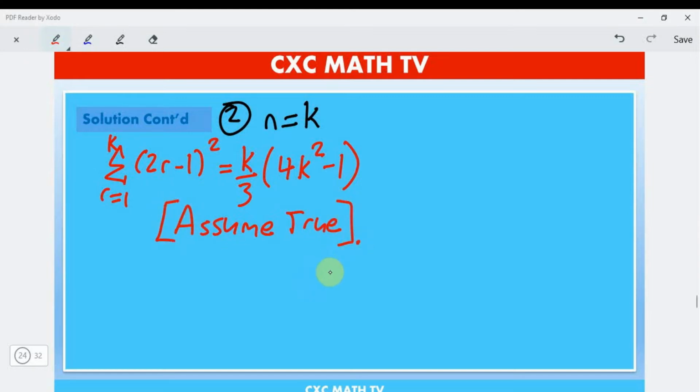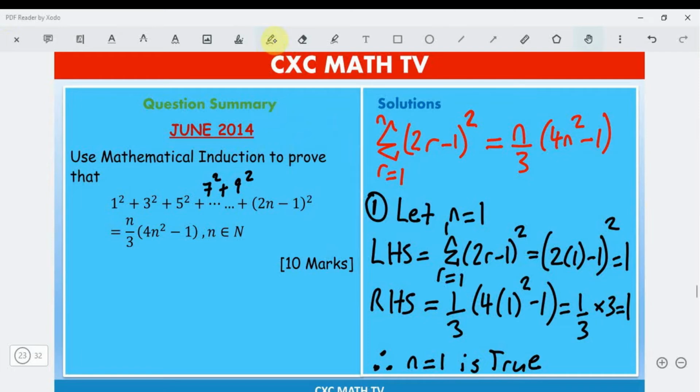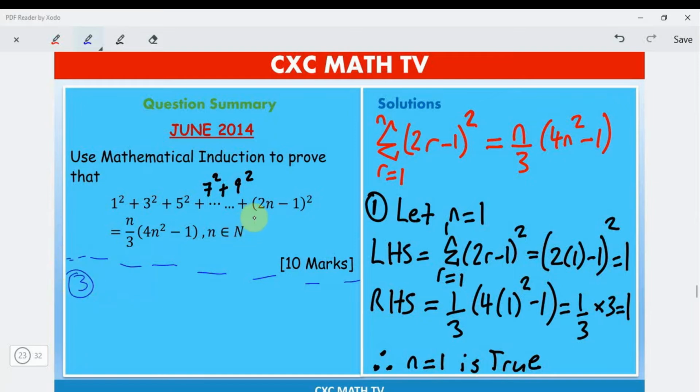Alright? Now guys, before you even do the next step, you need to write down what you're supposed to get. I love when you write down what you're supposed to get. So look at it. Before we do the question, this is what we're supposed to get. In step 3, we're supposed to get, replacing n with k plus 1, (k plus 1) over 3 times 4 in bracket (k plus 1) all squared minus 1. This is what we're supposed to get. Once we get this, we know we're correct. So let's go ahead and try to get that.